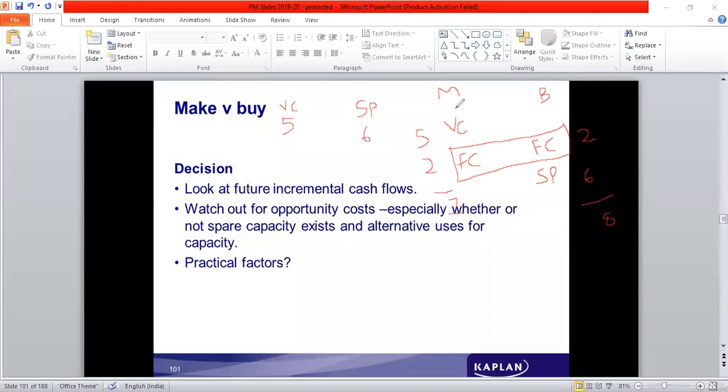The example is about making or buying. Making, the variable cost is 5, fixed cost is 2, total cost is 7. The supplier is offering at a price of 6. It is not profitable because we have to eliminate the irrelevant cost, which is the fixed cost of 2. So the decision would be between the variable cost and the supplier's price. So 5 versus 6, and then 5 looks very attractive. What if the supplier offers it at 4.5? Then it is feasible to order it from the supplier.